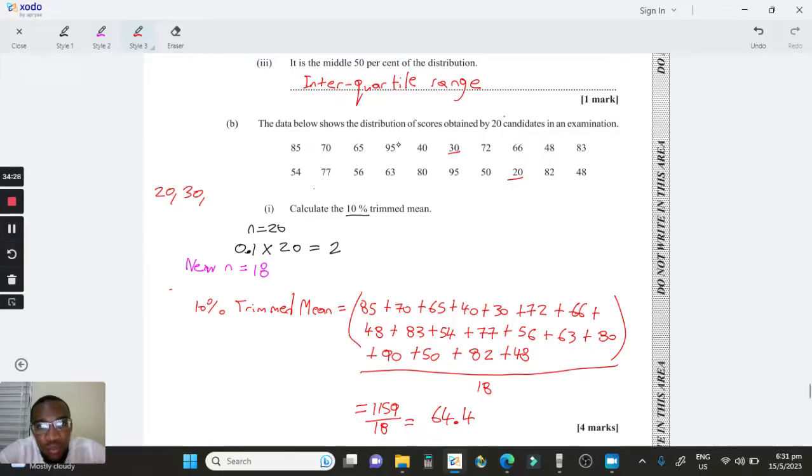Nope. So 40. Get that out the way. Then we had no more 40s. Then we had 48 twice. 48, 48. Get those out the way.